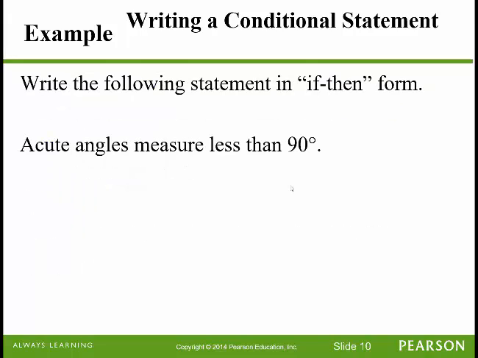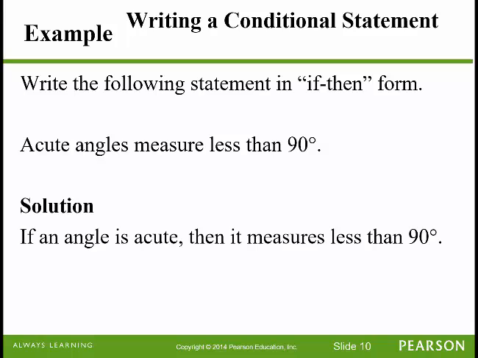All right, write the following statement in if-then form. All right, so acute angles measure less than 90 degrees. How would we do this? Well, if an angle is acute, that's our hypothesis, then the conclusion, it measures less than 90 degrees. I basically cut it in half. If the first part, then the second part.